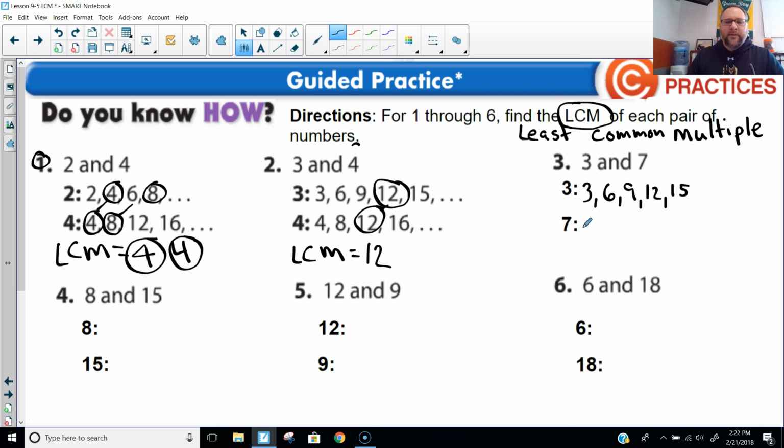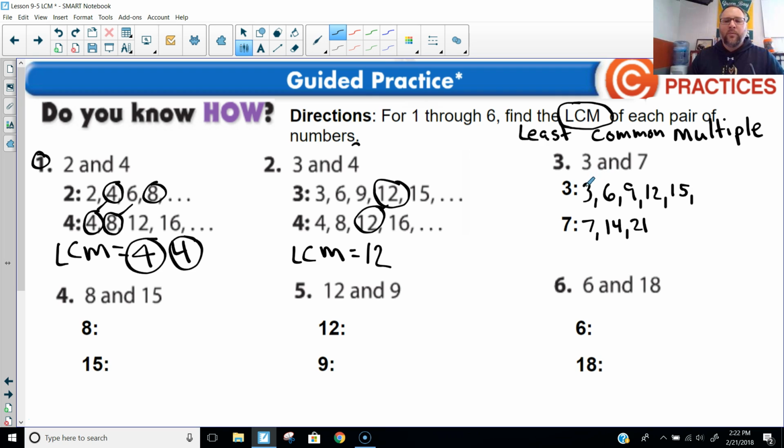Let's go down to number 7. 7 times 1 is 7. 7 times 2 is 14. Oh, no common multiples yet. Let's see. 7 times 3 is 21. Well, I'm already at 21 here. I'm not to 21 here yet, so I'm going to keep on going up here.